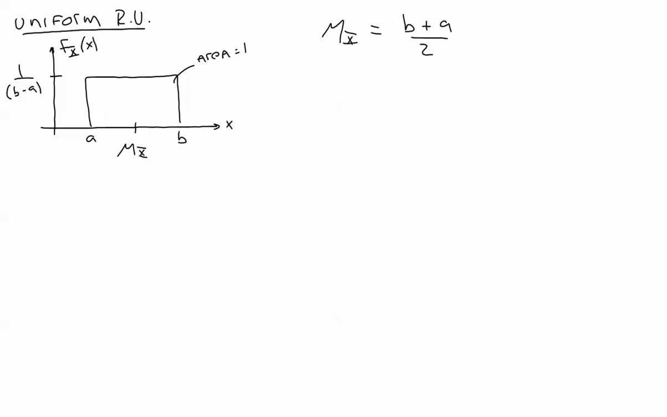And moreover, in the previous video, we found that the second moment, or normalized power, for a uniform random variable looks something like this: a squared plus the product of ab plus b squared, over 3. That wasn't particularly obvious, but we did it in the previous video. All right, let's find the variance for my uniform random variable.